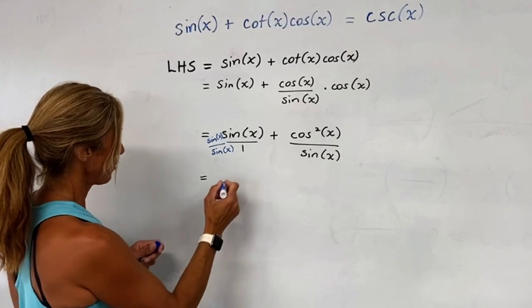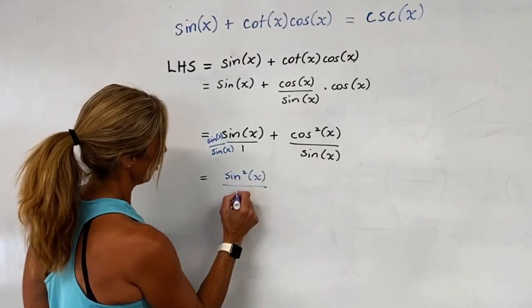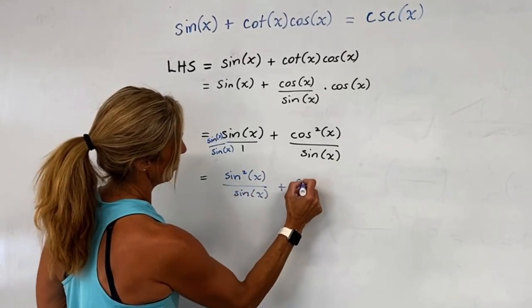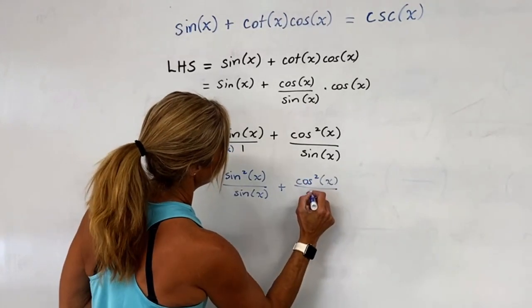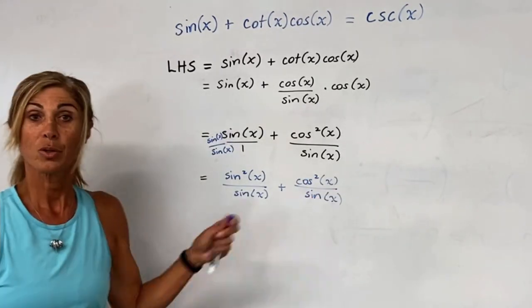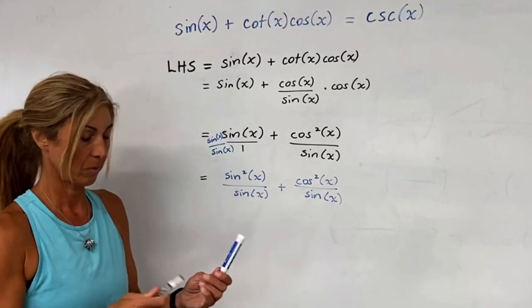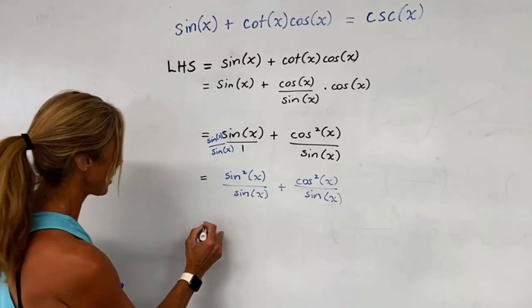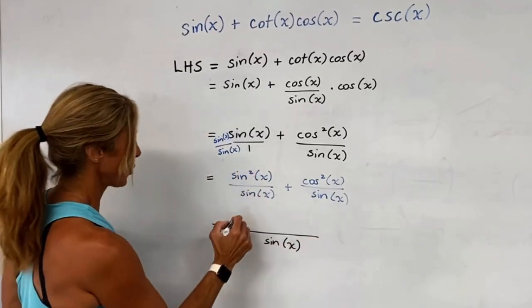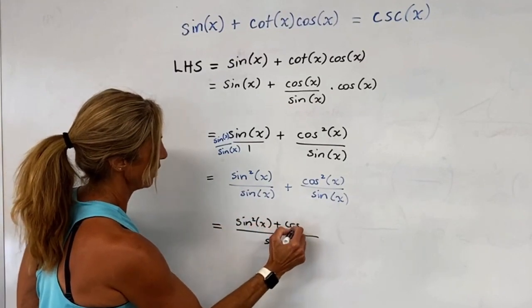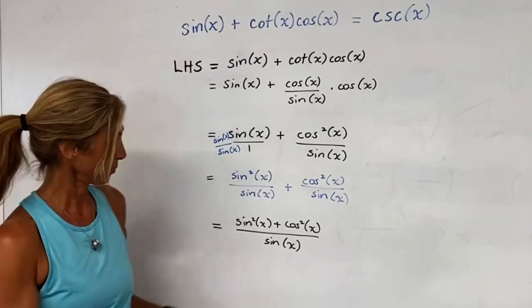So now I have sine squared x over sine x plus cosine squared x over sine x. And what can we do now that we have the same denominator? The whole purpose of us doing that was to bring them together. So we have sine squared x plus cosine squared x all over sine x.